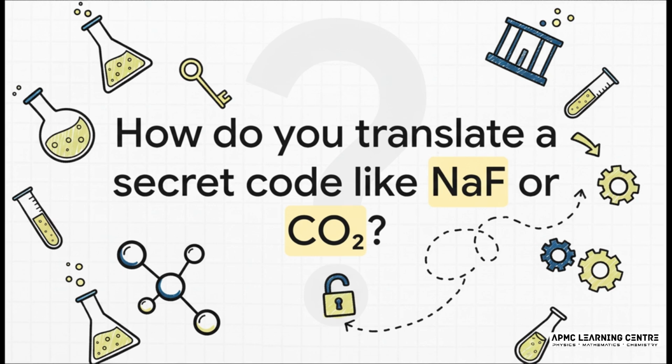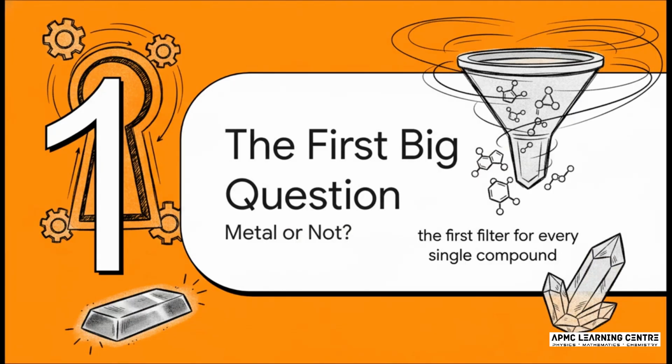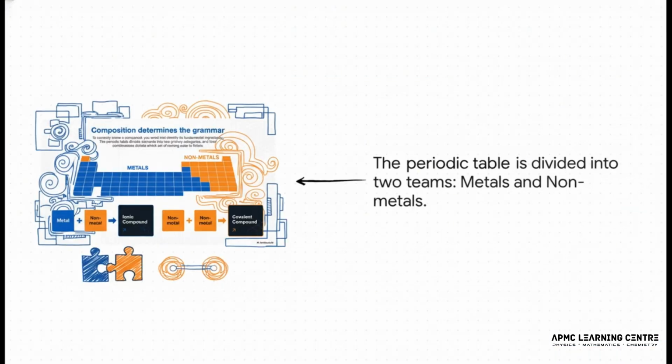If you get this question right, you are already halfway home. So what is this master key? Let's get right into it. It all boils down to one fundamental question. This is the first filter, the starting point for every single compound you're ever going to see. See, before you can name anything, you've got to know your ingredients. Every single element on the periodic table falls into one of two big categories. It's either a metal or it's a nonmetal. And just like grammar in a language, that combination is what tells you which set of rules you need to follow.